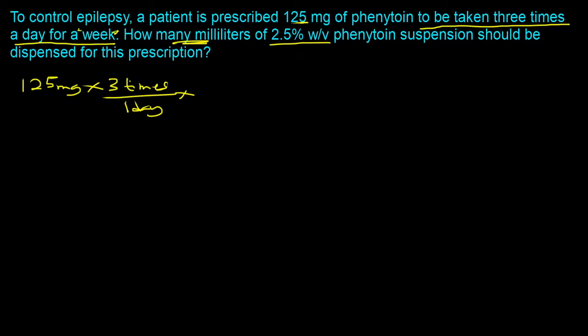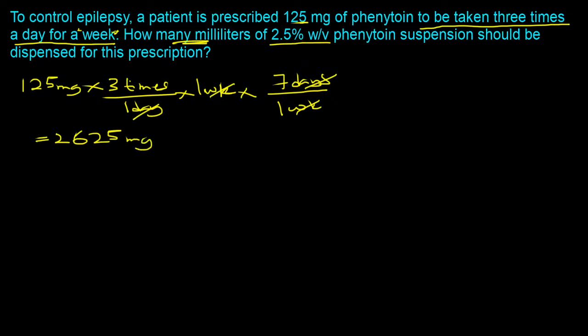The week is coming from here. So 1 week, but our dimensions are not consistent, so we need to deal with that. 1 week is basically 7 days. So the weeks can cancel out, and your days can cancel out. And so eventually, this patient is going to require 2625 milligrams of phenytoin.